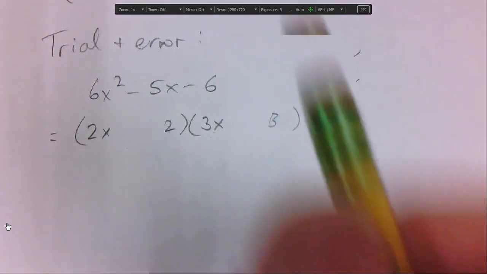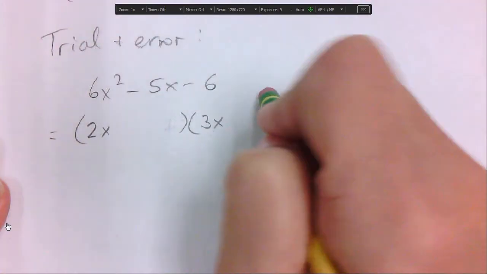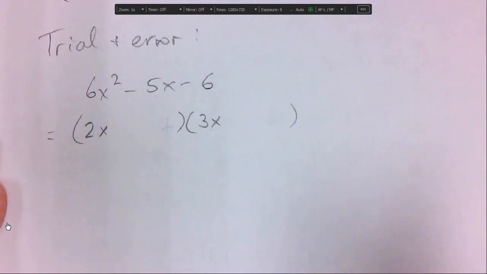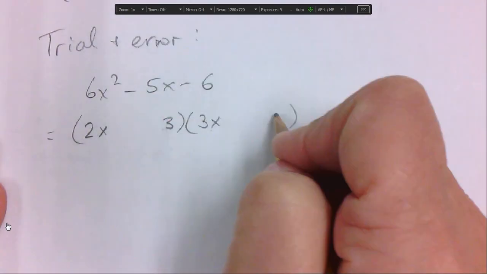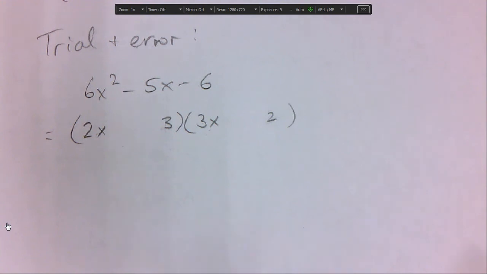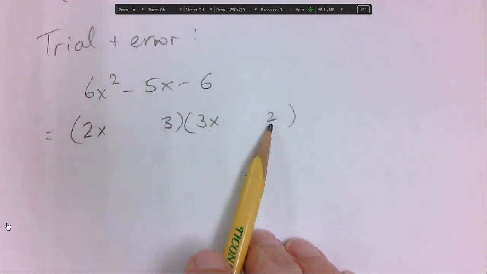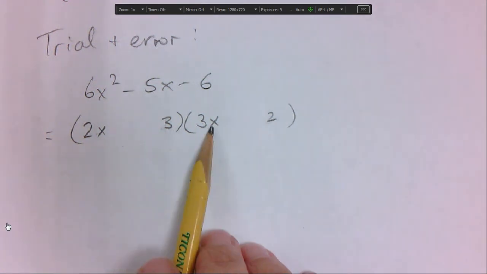So it's going to have to be a combination of things where there's no common factor anywhere, because the original question didn't have common factors. So the only one, I think, is going to be 3 and 2. So let's test it. 2x times 2 is 4x. 3 times 3x is 9x.